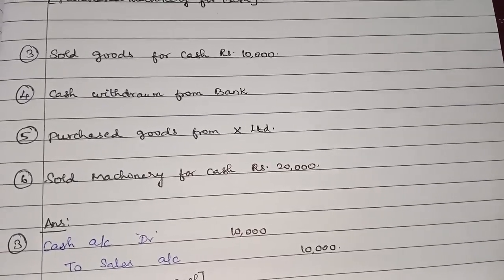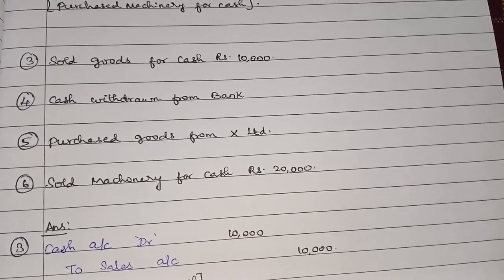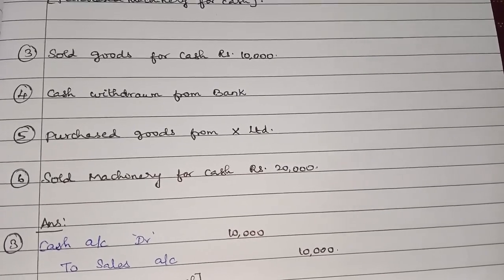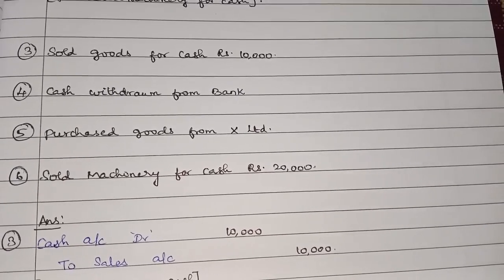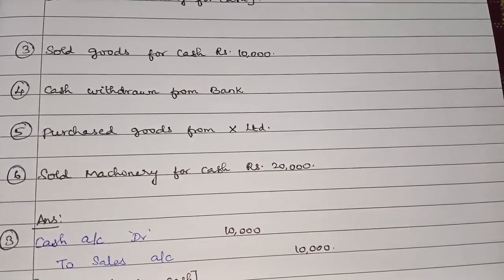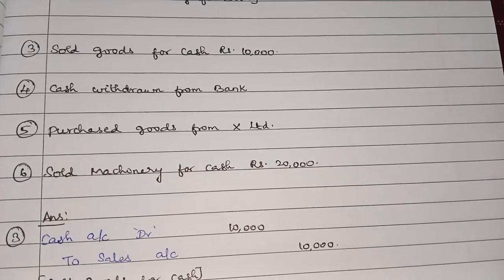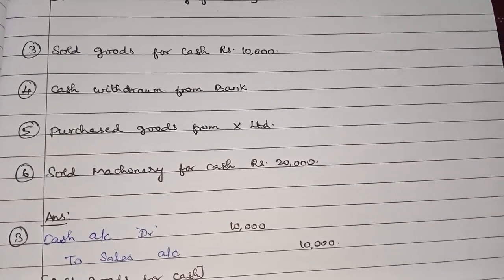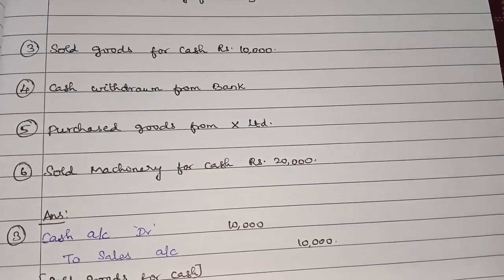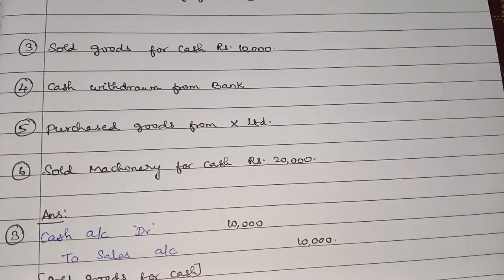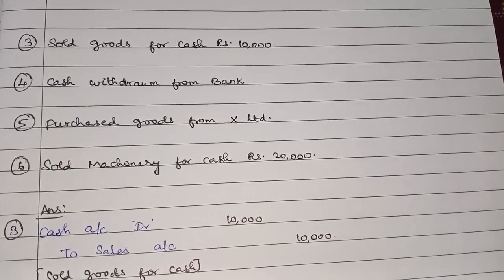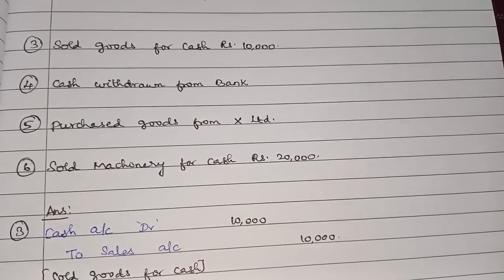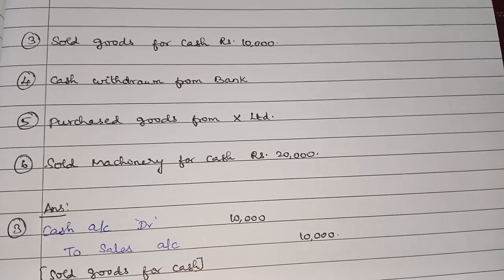In my previous video, I asked you to comment the solutions for transactions 3, 4, 5, 6. I hope you would have tried on your own and some of you have commented. So the answer for transaction 3, sold goods for cash rupees 10,000. In this transaction, I have already told you that there are two types of transaction: cash transaction and credit transaction.